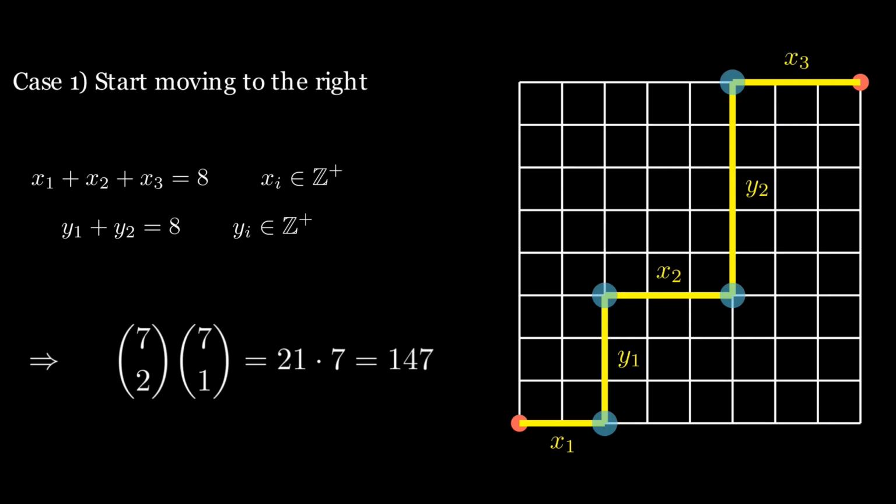Substituting our values, we compute that 7 choose 2 is 21, and 7 choose 1 is 7. Multiplying these, we find that there are 147 paths in this case.